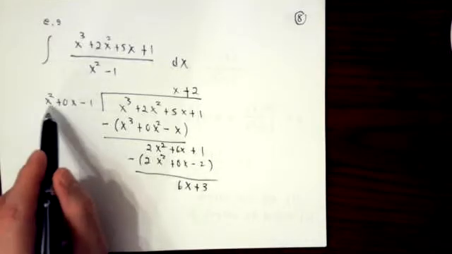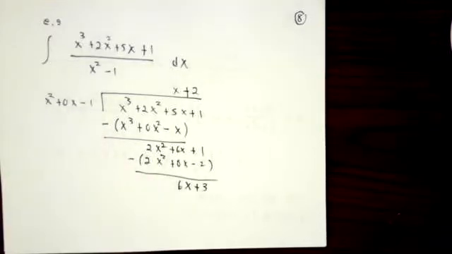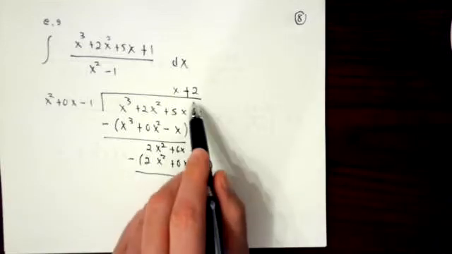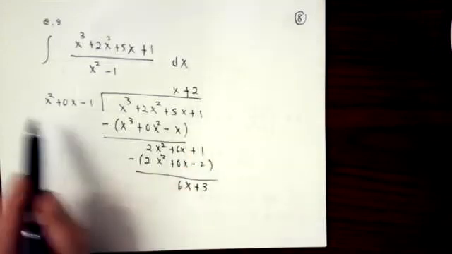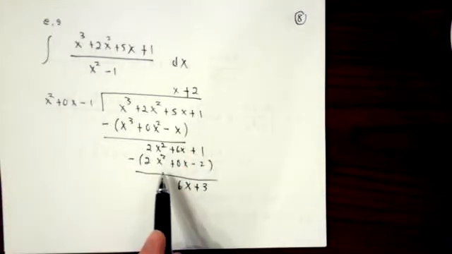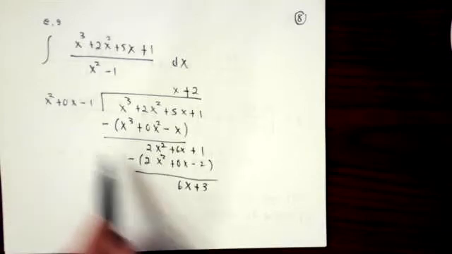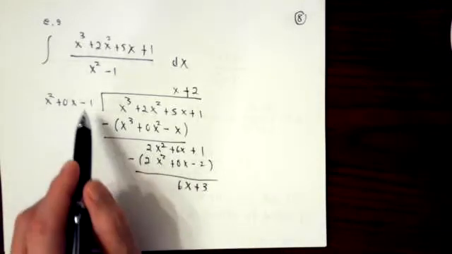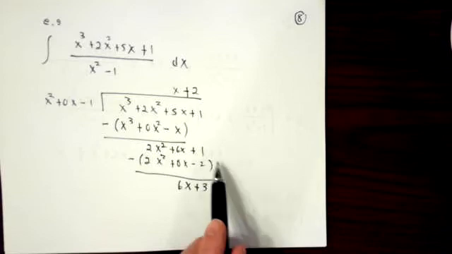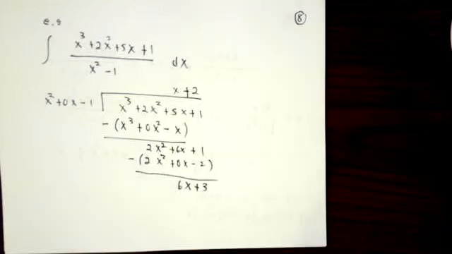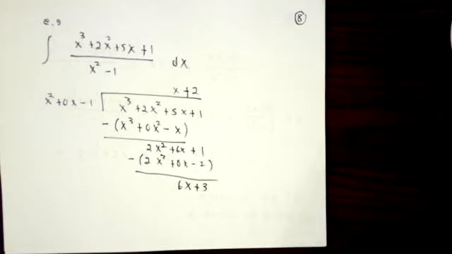I need to multiply this by something so that the result starts off with 2 times x squared. Obviously, I'll need a 2. 2 times x squared is 2x squared. 2 times 0x is 0x. 2 times minus 1 is minus 2. Put parentheses on it and subtract. The quotient works out to be x plus 2, and there's a remainder. The remainder is 6x plus 3.